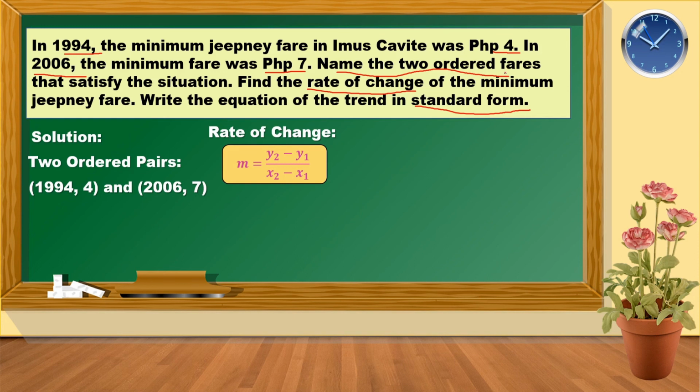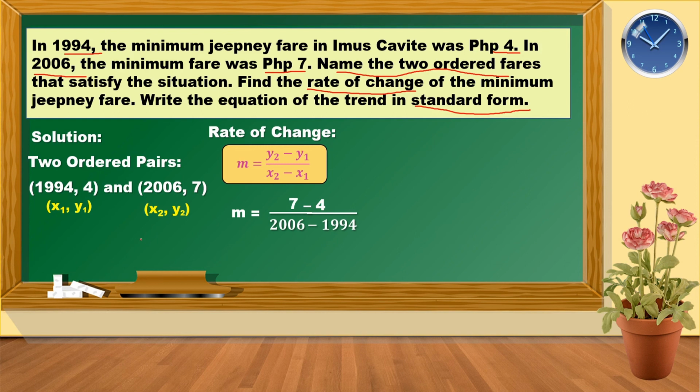Okay. So, kukunin natin yan dito sa ating given ordered pairs. 1994, 4, that is our first point, x sub 1, y sub 1. 2006, 7, that is our second point. Now, let's substitute. M equals, ano yung value ng y sub 2 natin? Our y sub 2 here is 7. So, 7 minus y sub 1. Nasaan si y sub 1? 4. Minus 4. Okay? All over x sub 2, 2006 minus x sub 1, which is 1994.